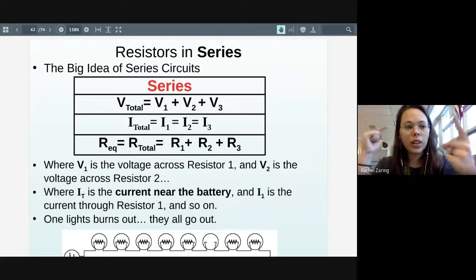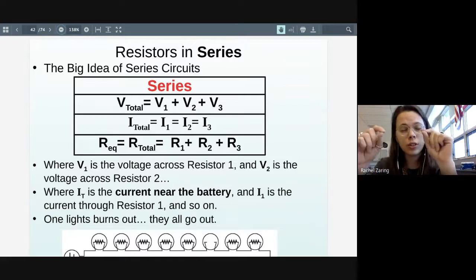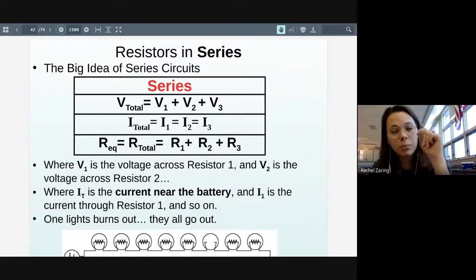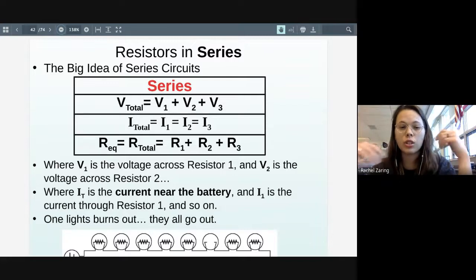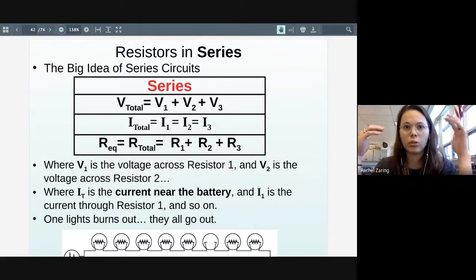So the first thing that we kind of just to summarize and add into this is that the total voltage of the entire circuit when it's in series is going to be equivalent to the potential difference across the first resistor plus the potential difference across the second resistor plus the potential difference across the third resistor and so on. So V total is equal to V1 plus V2 plus V3.